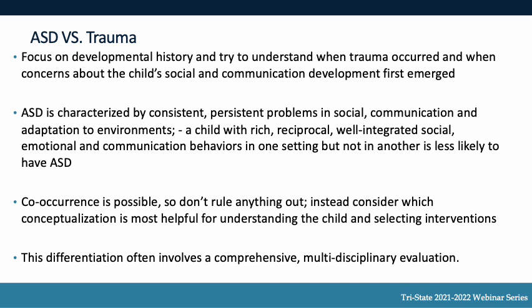It may also be helpful to think about how an autism spectrum disorder is thought to be neurologically based. So it's characterized by some consistent and persistent problems in the integration of social communication and sensory adaptations to the environment. So you should see that there is functional impairment across different contexts, that there isn't one situation where the child is just flourishing with rich and reciprocal, well-integrated social, emotional, and communication behaviors. That just doesn't happen in a young child with significant autism symptoms.